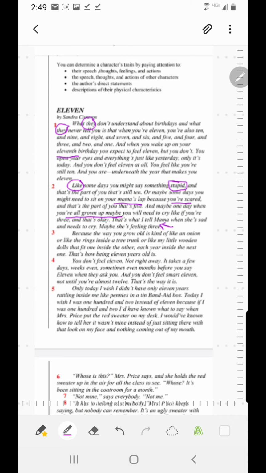Moving on, because the way you grow old is kind of like an onion, all right? Like an onion, or like the rings inside a tree trunk, or like my little wooden dolls that fit one inside the other, each year inside the next one. That's how being 11 years old is like.